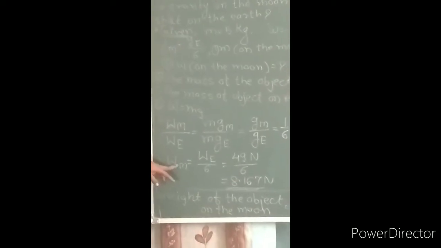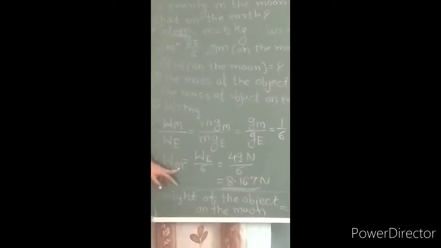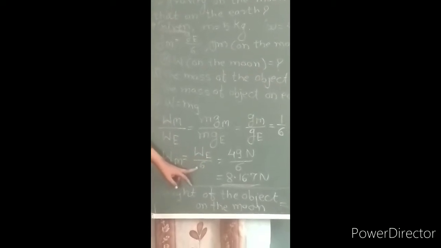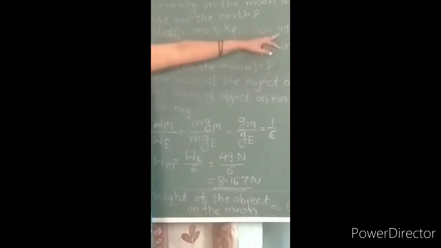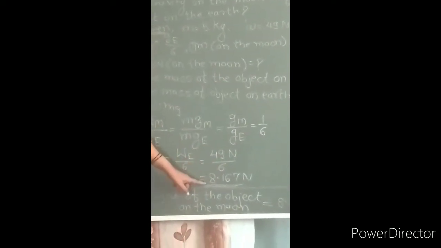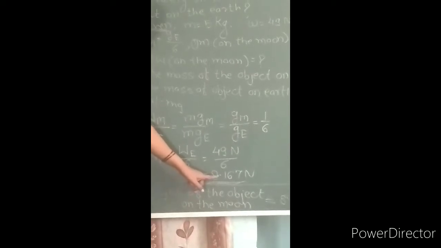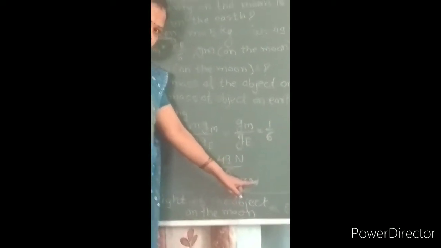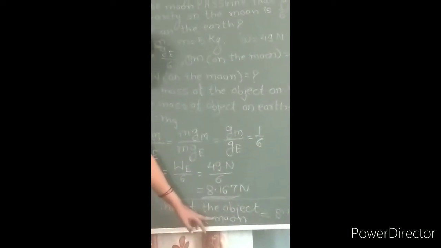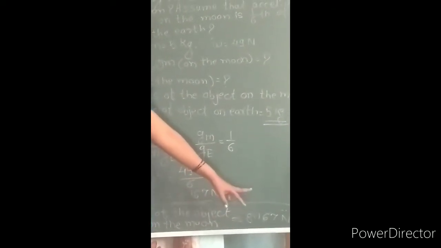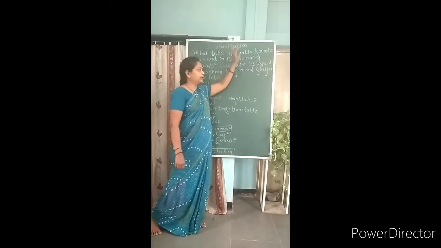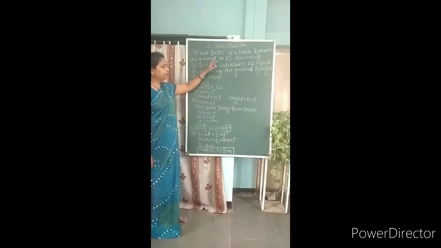Then weight on the moon is equal to weight on the earth divided by 6. That is 49 Newton divided by 6 and the value is 8.167 Newton. That is, the weight of the object on the moon is equal to 8.167 Newton. A ball falls off a table and reaches the ground in 1 second.